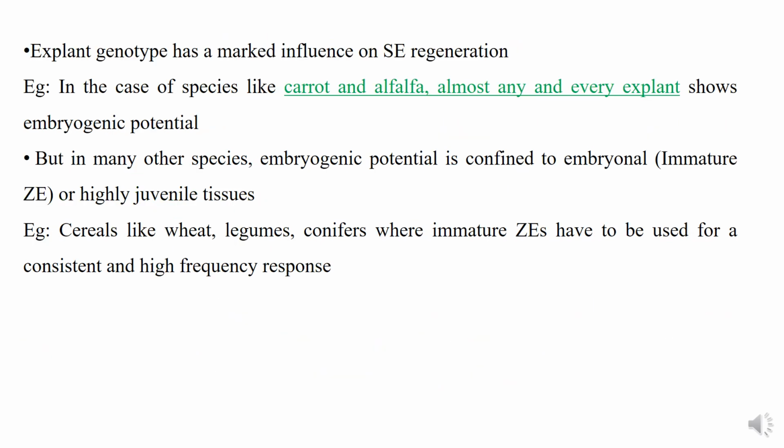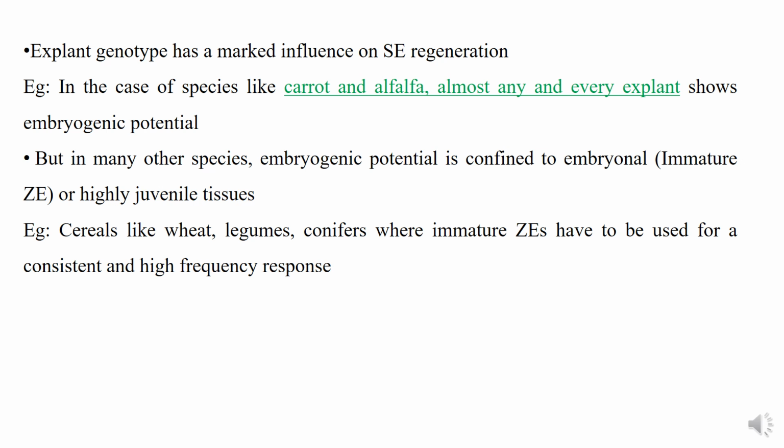And explant genotype also has a marked influence on somatic embryo regeneration. For example, if we take species like carrot and alfalfa, almost any and every explant shows embryogenic potential, that is, any part of the plant from the root to the shoot, any plant part we can utilize as an explant, and they have equal potential to induce somatic embryos.